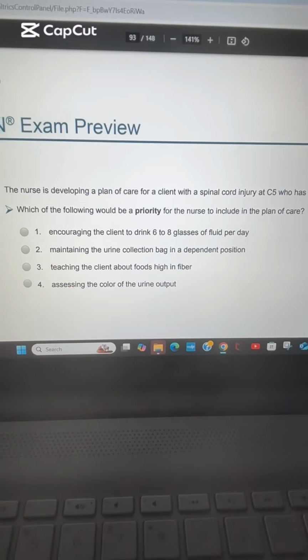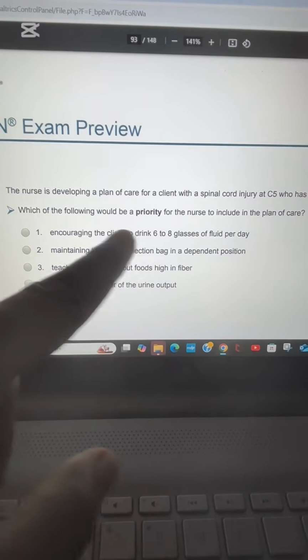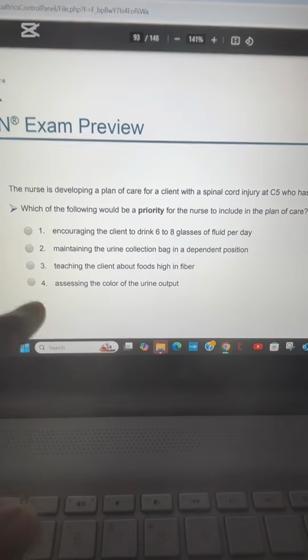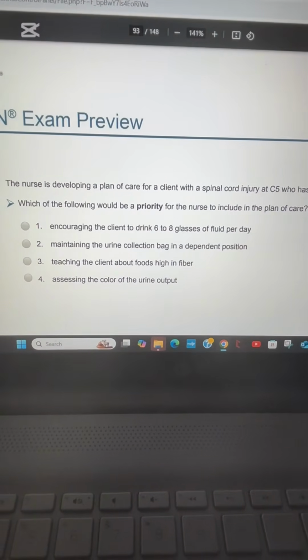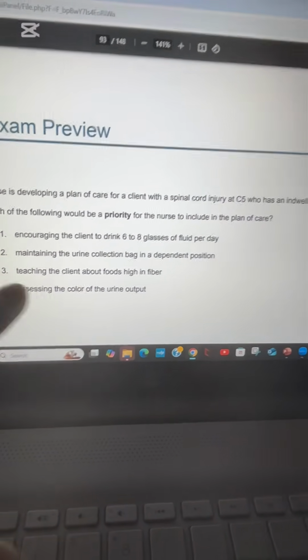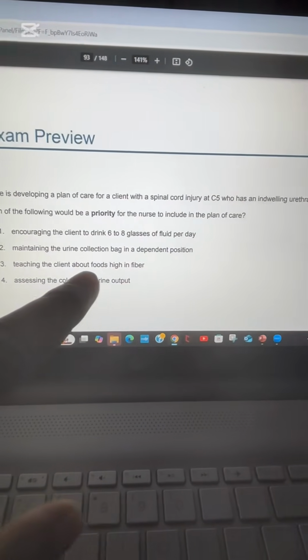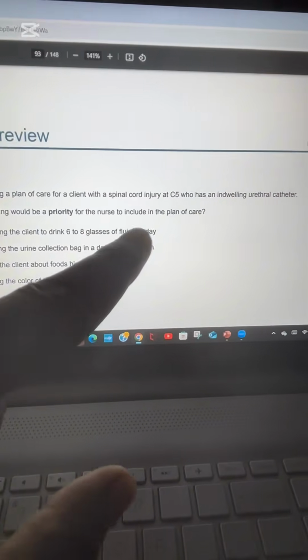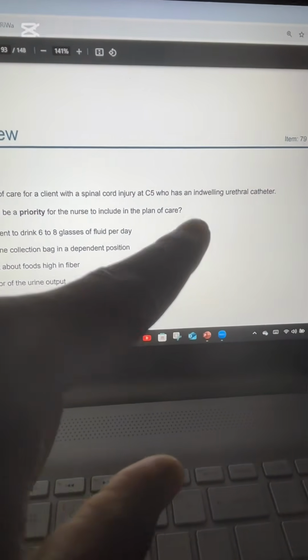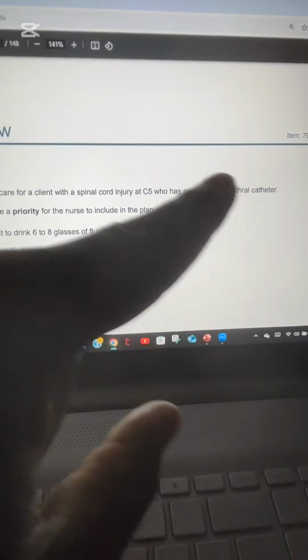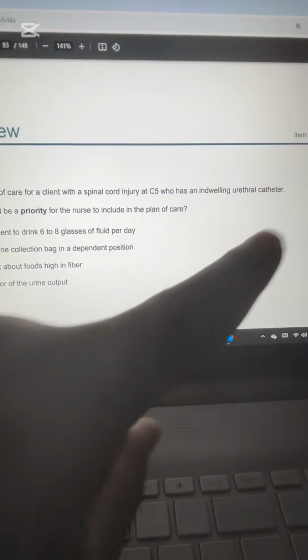Anytime on the NCLEX exam you are trying to answer a priority question, trust me, there is more than one correct answer in that question. But what you need to do is know the focus of the question. Now, the nurse is developing a plan of care for a client with a spinal cord injury who has an indwelling urinary catheter. So what's the problem? You are caring for the indwelling urinary catheter.